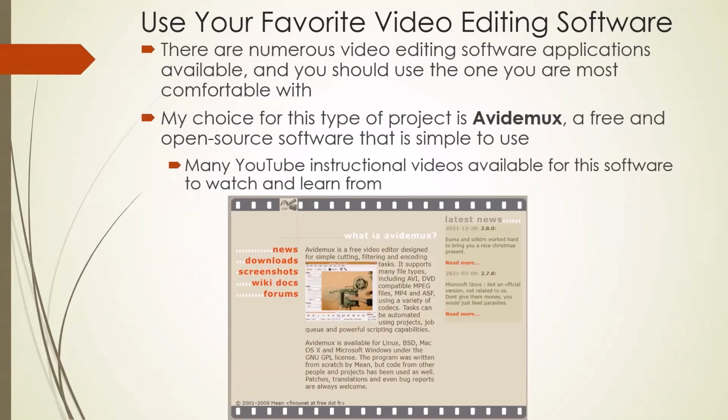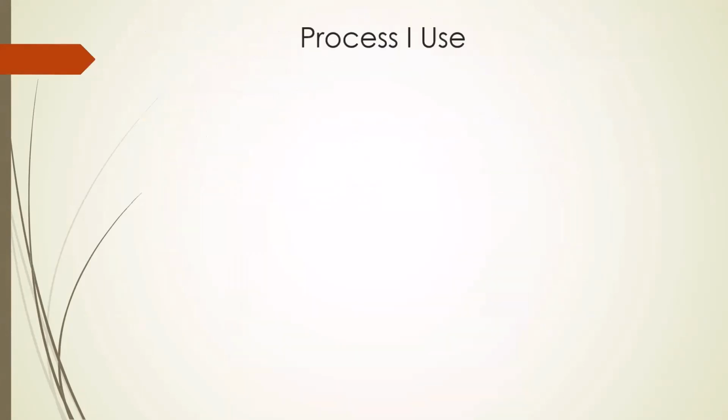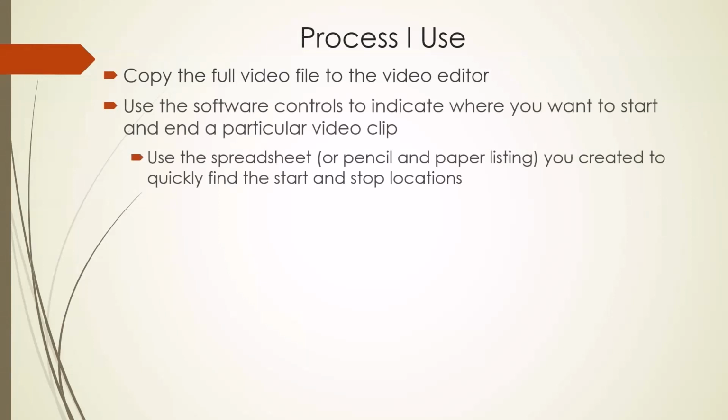But again, if you've used one in the past, this kind of process of clipping out just segments of the video is pretty common, and almost all the video editing software will allow you to do this. So here are the steps of the process I use. I copy the full video to the video editor, and then use the software controls to indicate where I want to start and end a particular video clip.